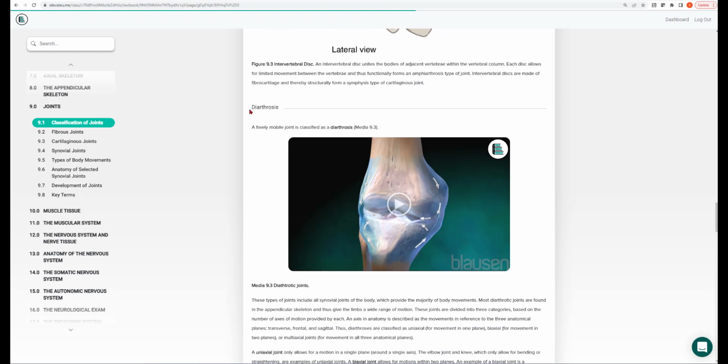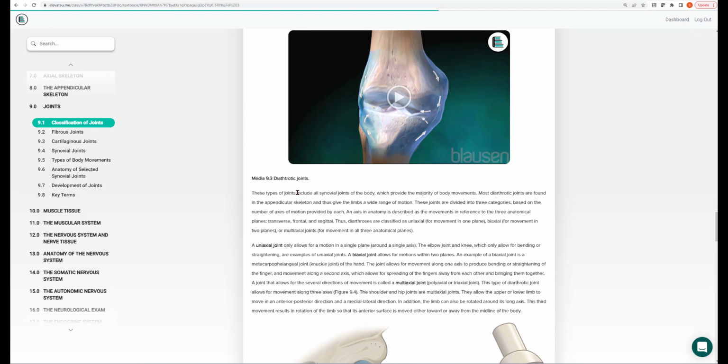Then we get to diarthroses. Diarthroses are freely movable joints. Your synovial joints are all classified also as diarthrotic joints. They are the most common. They provide most of the body movements that we all know and experience every day. And we'll divide these movements up into 6 different movements in section 9.5.